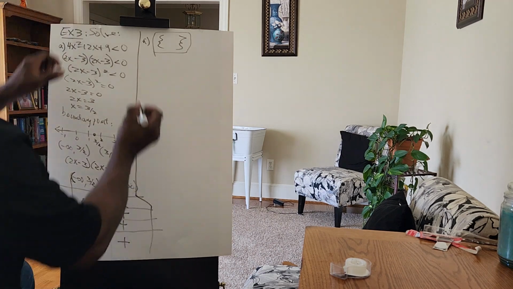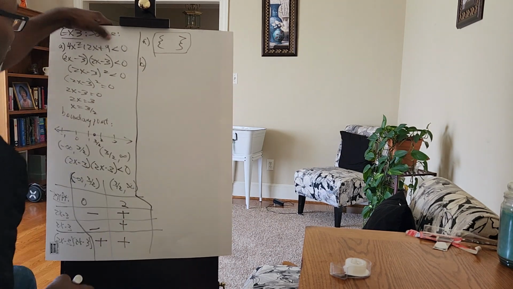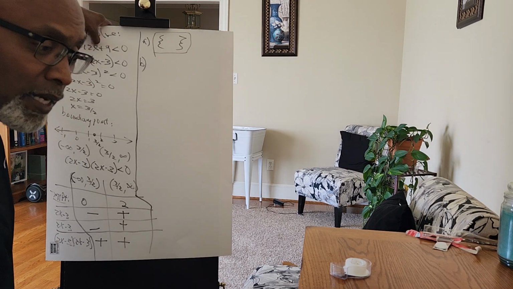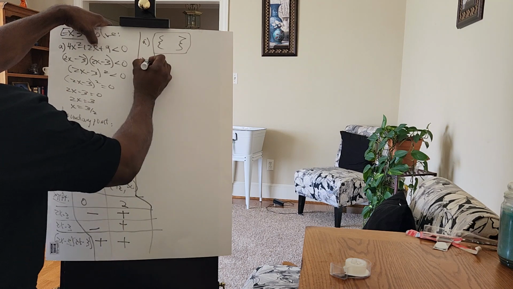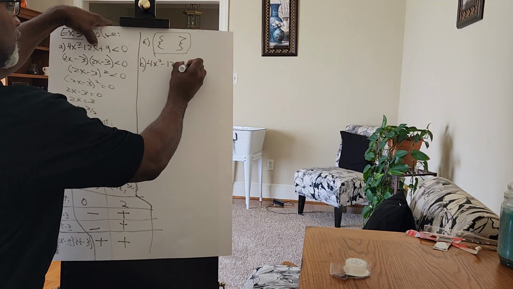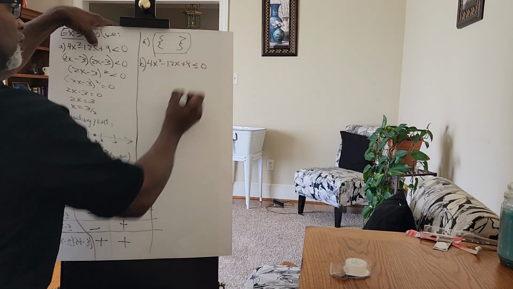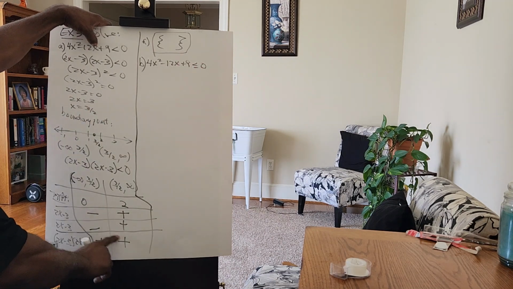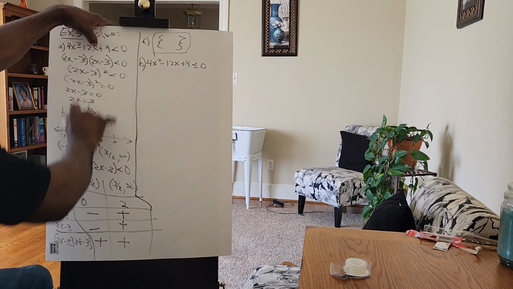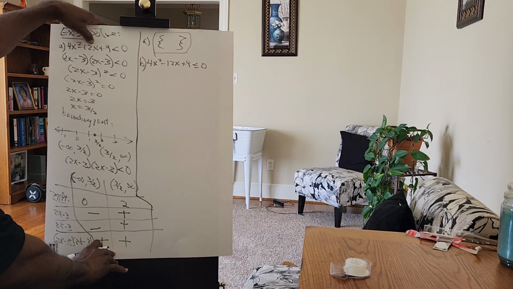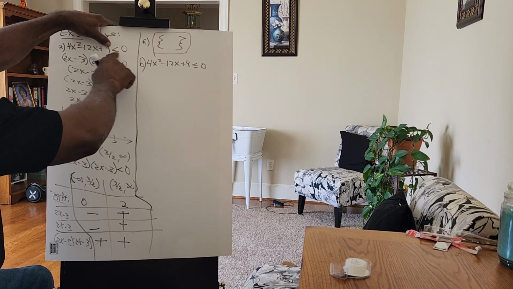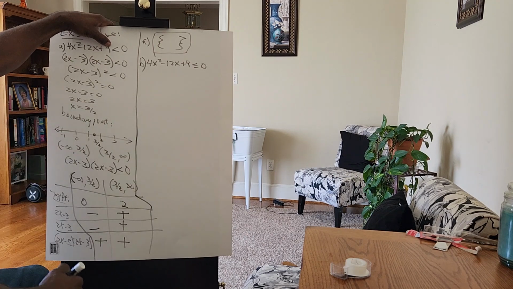Well, B says, same expression, 4x squared minus 12x plus 9, but this time less than or equal to 0. So 4x squared minus 12x plus 9 less than or equal to 0. Again, less than 0 would never happen. It was positive. It's the same function, so all of this will be the same for it. The only thing that's changed is that instead of less than 0, I have less than or equal to 0.